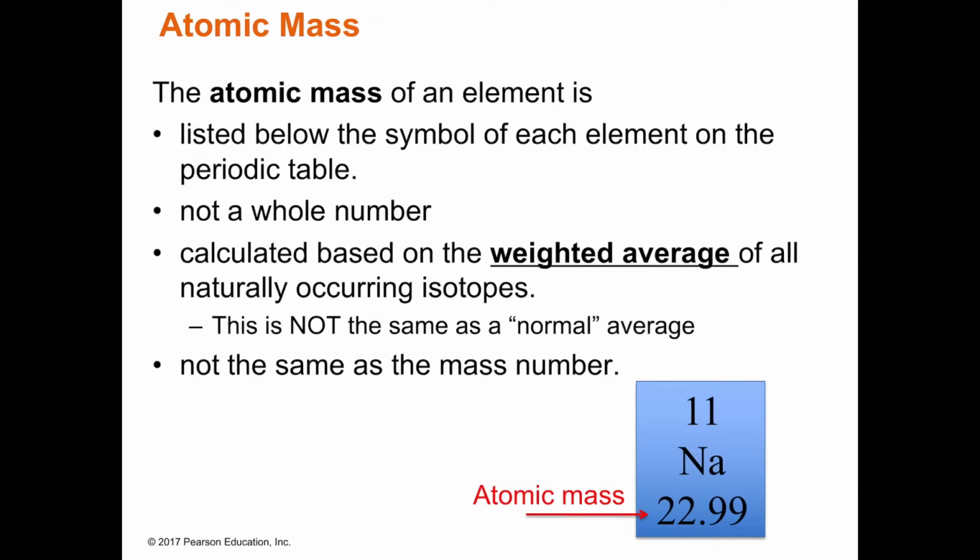Okay, it is calculated based on the weighted average of all of the naturally occurring isotopes. This is not the same as a normal average. It's not like add them all up and divide by 3 or whatever it is. This is a weighted average, and a weighted average is based on how frequently you find those particular isotopes in nature. So if you find carbon 12, which is a really common isotope of carbon, right, that would have the highest weight because it's the most common, whereas carbon 14 is really rare, so it would have a lower weight. And I'll show you how to calculate this. But again, this is not the same as mass number. This tells you, on average, the mass of an atom of, in this case, sodium.